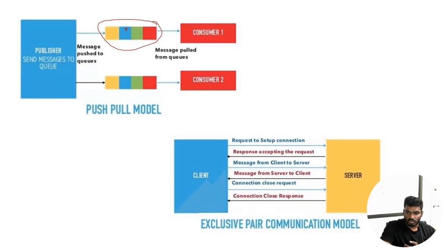When a client wants to communicate with the server, it sends a request to set up a connection. When the server responds by accepting the connection, this is the part where the data is transmitted and received. After the data communication is over, the client sends a connection close request to the server, and the connection between the client and the server is closed. So this is about the exclusive pair communication model.